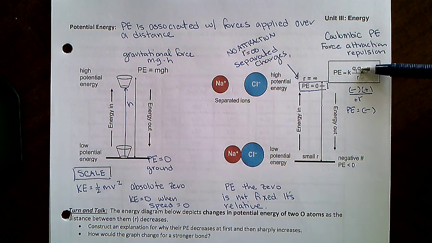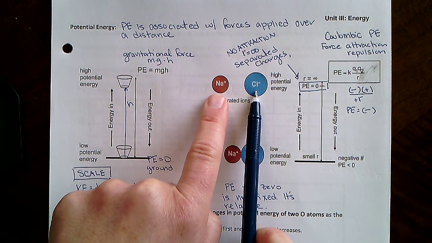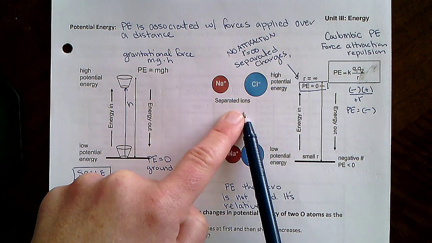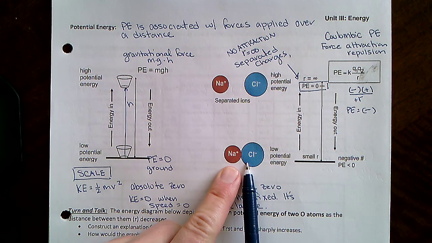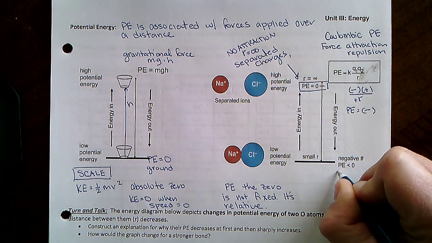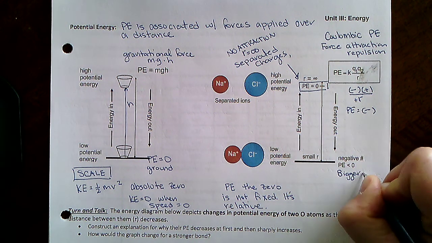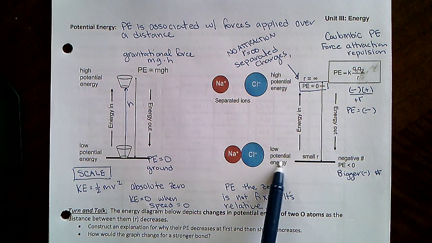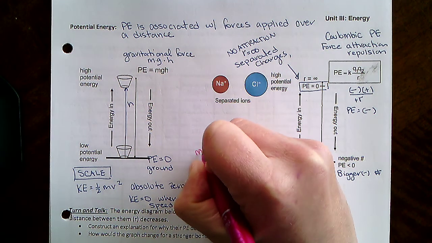And then as those particles get closer and closer together, right? Let's think about these two ions. As they get closer and closer together, more and more attraction, the potential energy is a bigger negative number. Okay, so a bigger negative number is associated with low potential energy. And the low potential energy state is associated with being more stable.